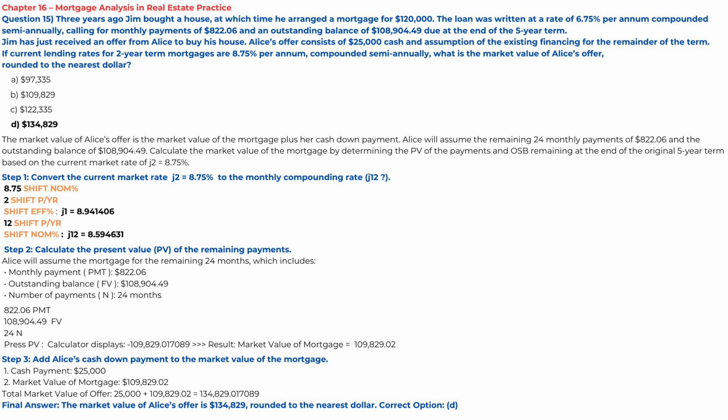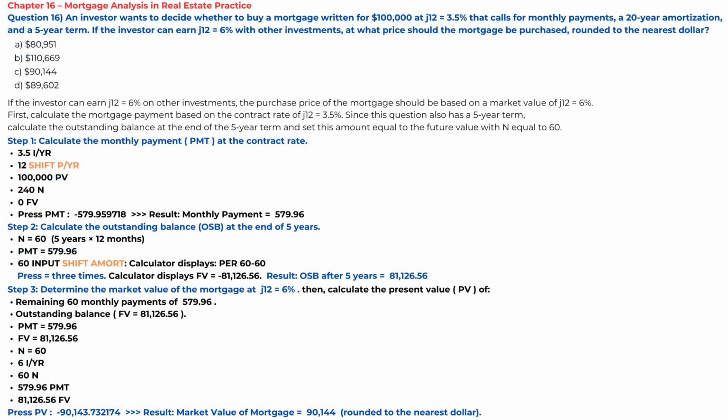Step 3. Add Alice's cash down payment to the market value of the mortgage. Cash payment, $25,000. Market value of mortgage, $109,829.02. Total market value of offer, $25,000 plus $109,829.02 equals $134,829.17089. Final answer. The market value of Alice's offer is $134,829, rounded to the nearest dollar. Correct option D.